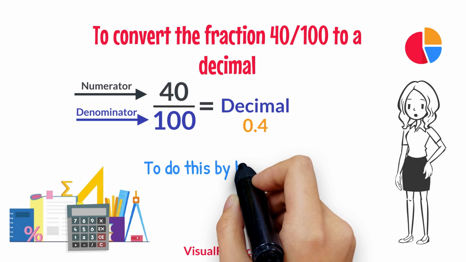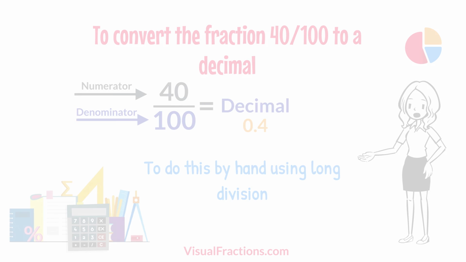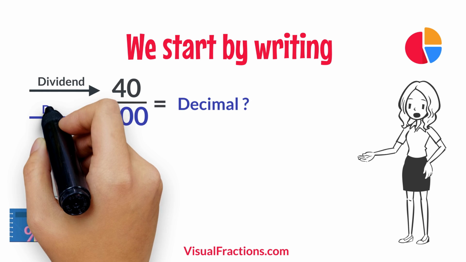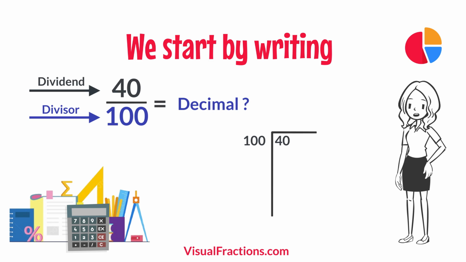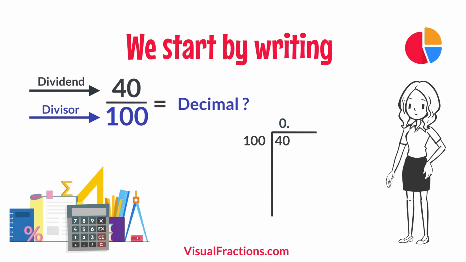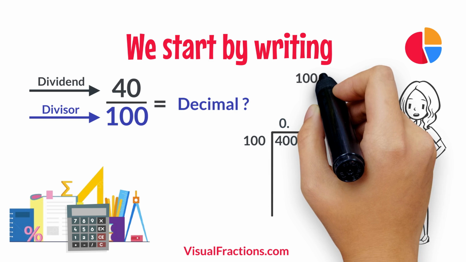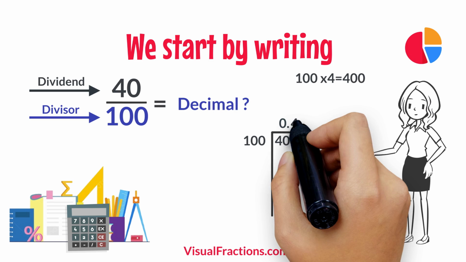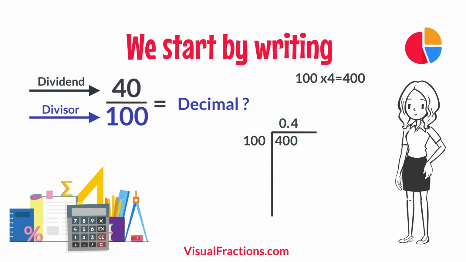To do this by hand using long division, we start by writing 40 as the dividend and 100 as the divisor. Since 100 doesn't fit into 40, we add a decimal point in our answer and append a 0 to 40, making it 400. How many times does 100 go into 400? Exactly 4 times. We write 4 after the decimal point in the quotient, making it 0.4.